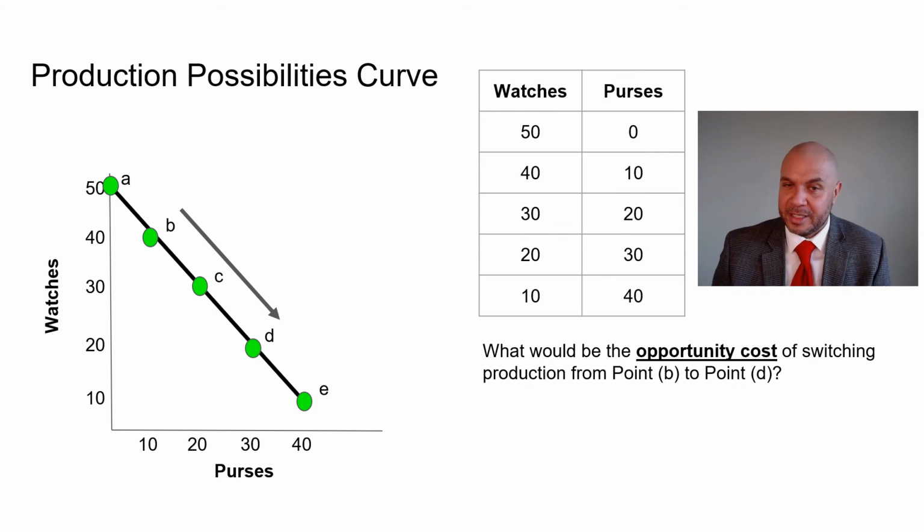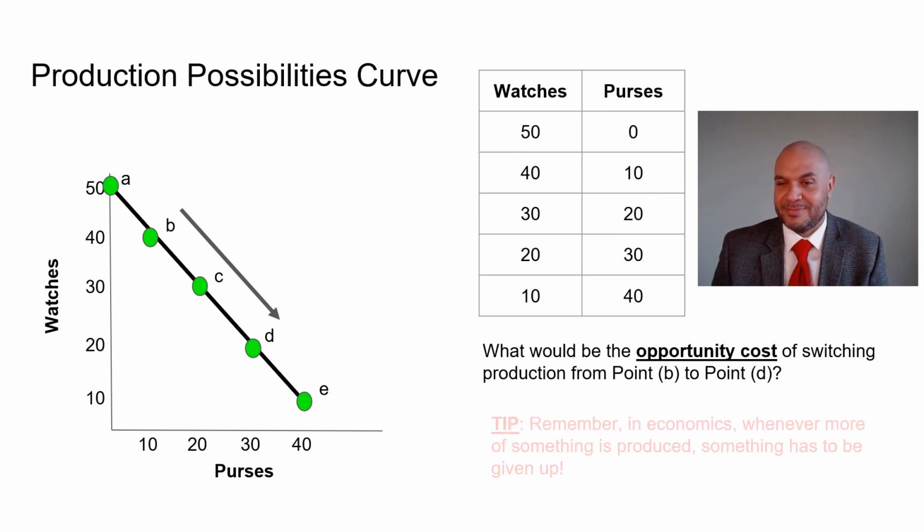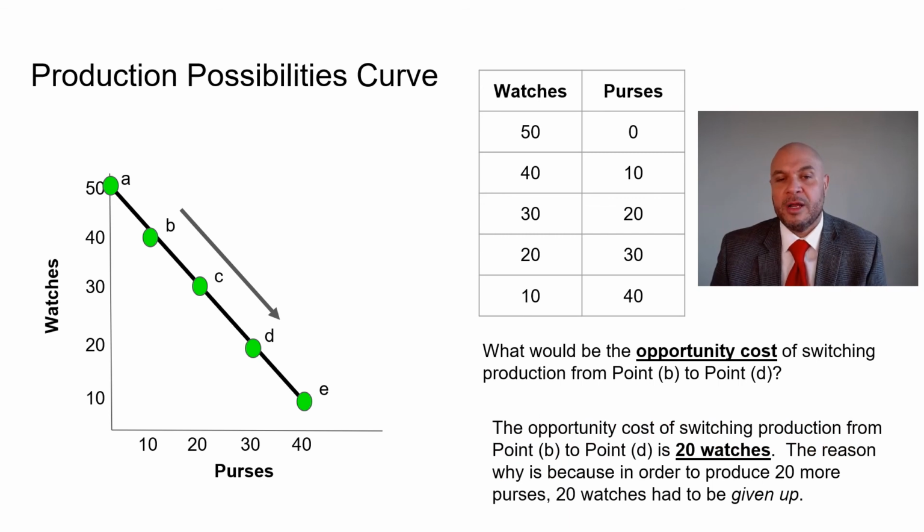So if you look, that means that at point B, they were producing 40 watches, but now at point D, they're only producing 20 watches. So how many watches did it cost them to make more purses? It cost them 20 watches, right? So 20 watches would be your opportunity cost.